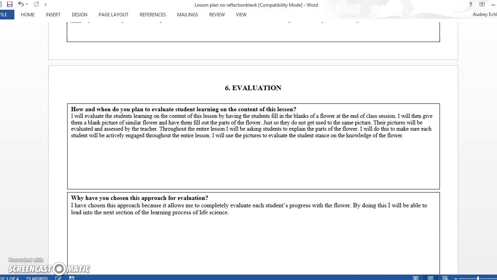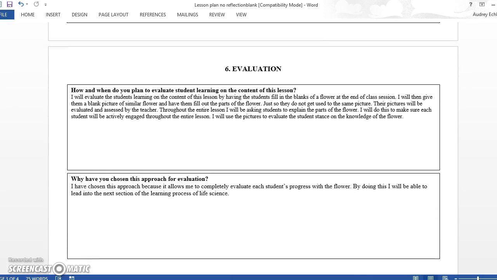Let's scroll down a little bit. How do I plan to evaluate the student learning of this content? I will evaluate the learning of the students in this lesson by having them fill out a blank piece of paper at the end of the class session. I'll give them a blank picture of a similar flower and have them fill out the different parts. It's going to look similar, but it's not going to be the same.